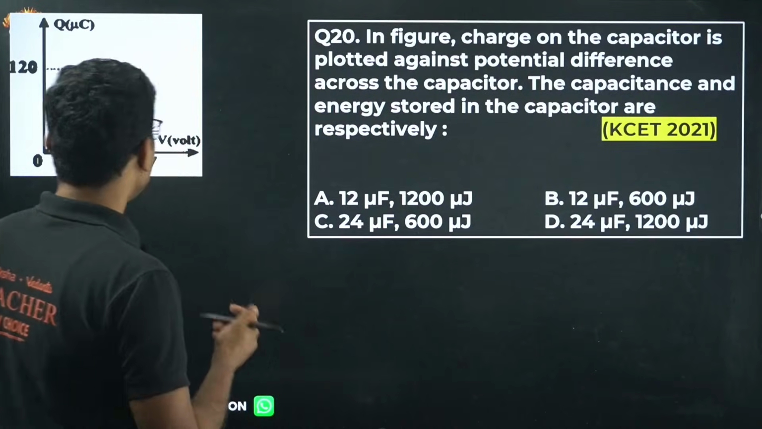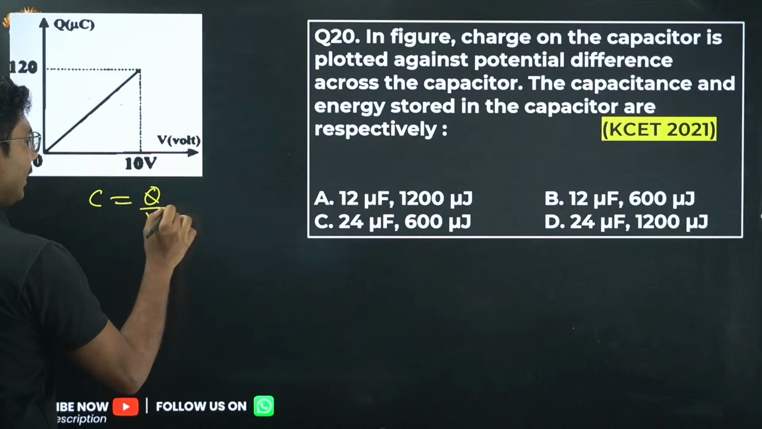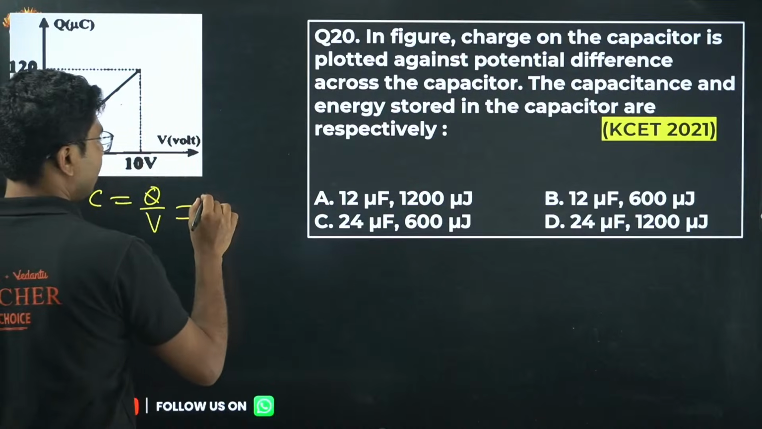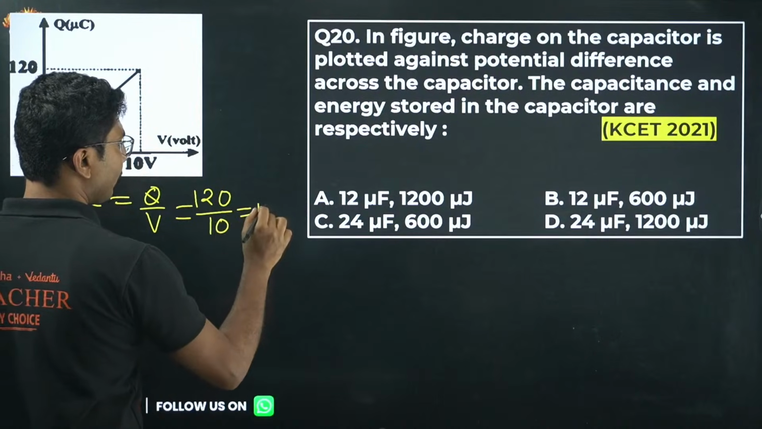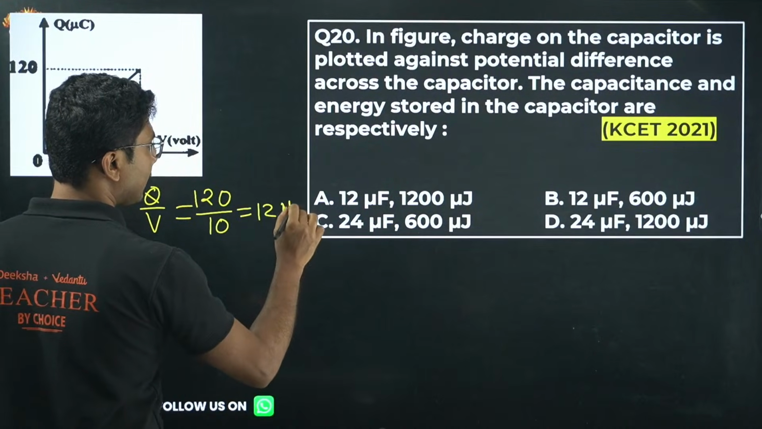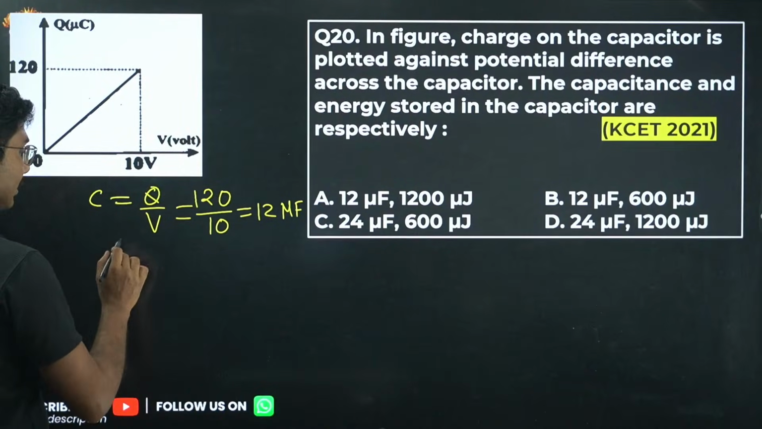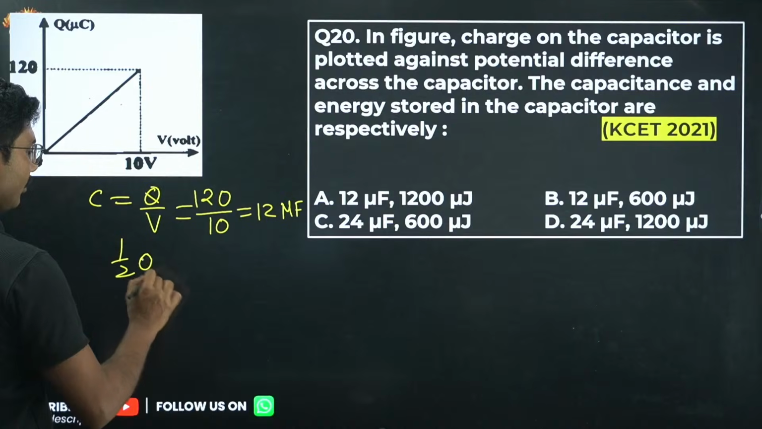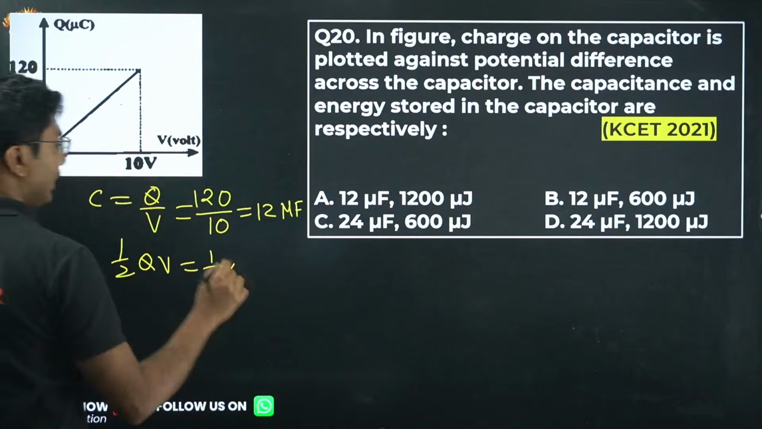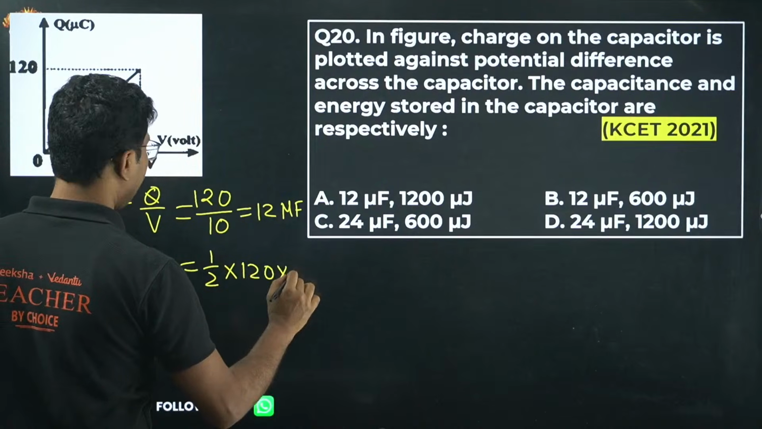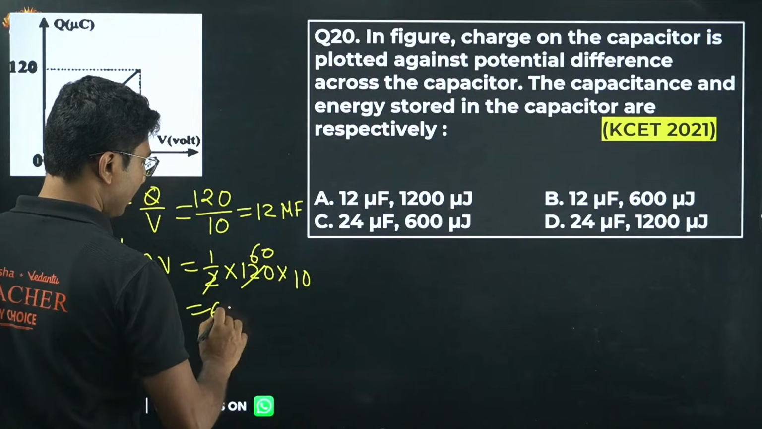So what is the case over here? So capacitance is Q by V. So charge stored is 120 and voltage is 10, so it will be 12. So 12 microfarad is the capacitance. What about the energy stored? Energy stored is half Q into V. So half into 120 into 10, that is 600 microjoules.